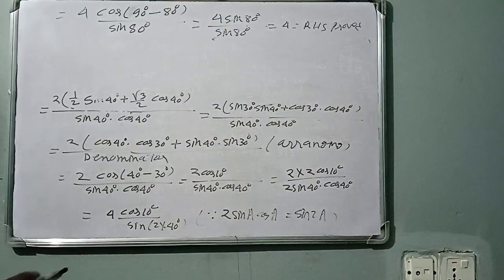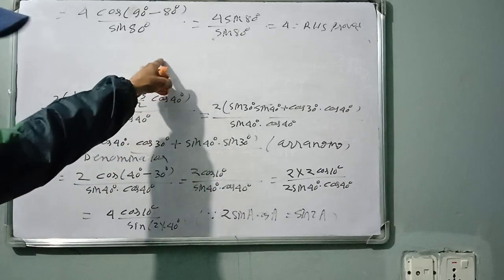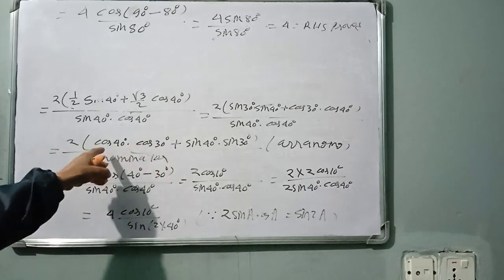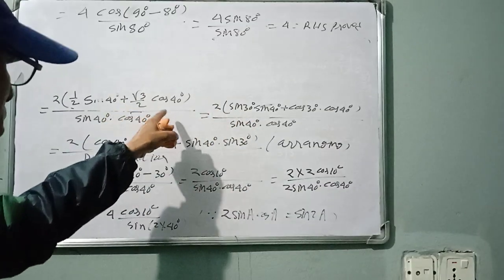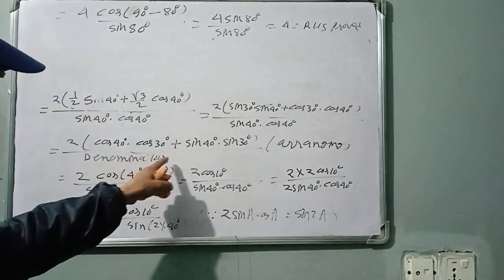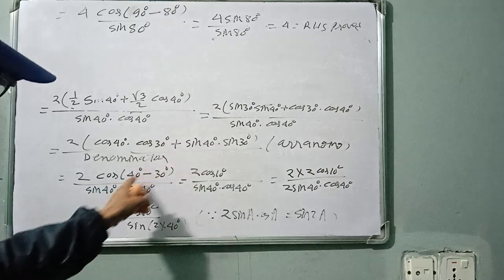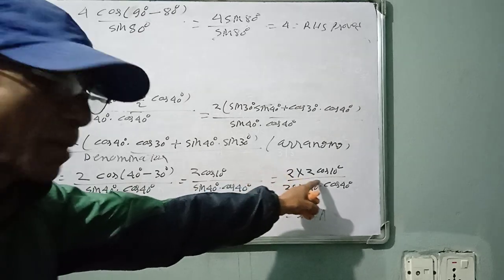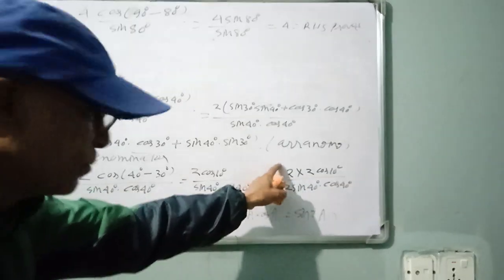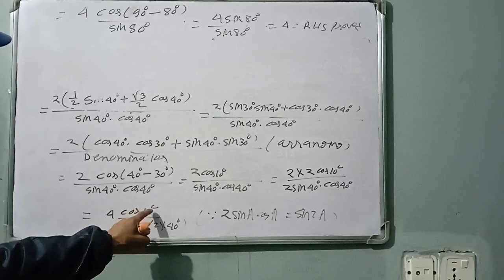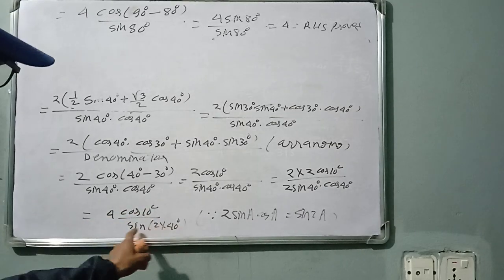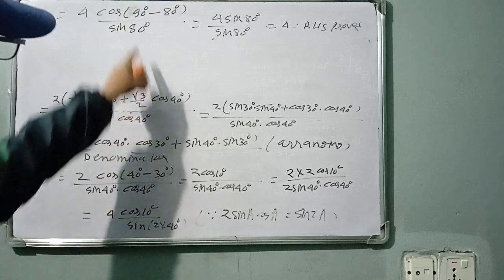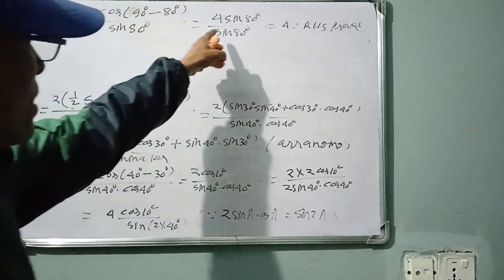What do you do? Change sec into 1 by cos, cosec into 1 by sin. Take LCM. Multiply and divide by 2. Half is sin 30, root 3 by 2 is cos 30. Now arrange: cos A cos B plus sin A sin B is cos A minus B, 2 cos A by denominator. Multiply the numerator and denominator by 2, you will get 4 cos 10 upon sin 2 into 40. Sin 2A is 2 sin A cos A. 4 cos 10 is cos 90 minus 80. Cos 90 minus A is sin A.